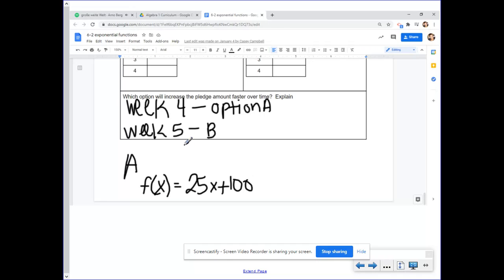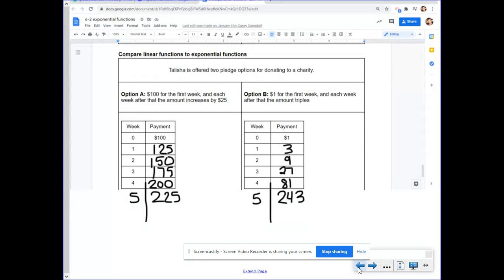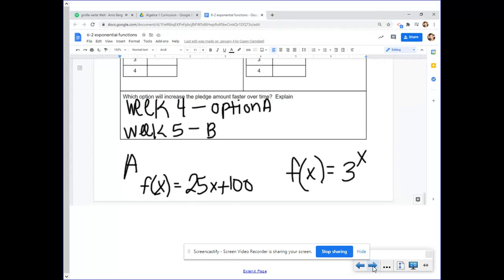That's a linear equation. Option B is not a linear equation. Option B is an exponential equation. And if you go back and look, our initial value was $1. And then we're multiplying by 3 every time. So it would basically be 1 times 3 to the x power, or just 3 to the x power. And I'm going to go back and show you that really quick. For week 1, it would be 3 to the first power, which is 3. For week 2, it would be 3 to the second power, which is 9. For week 4, 3 to the fourth power, which is 81. So that is an exponential function.